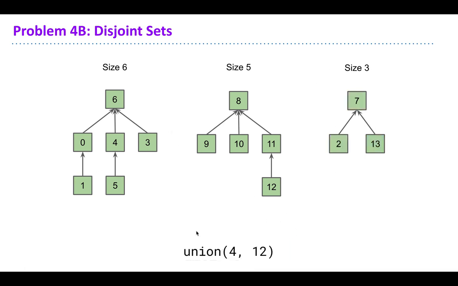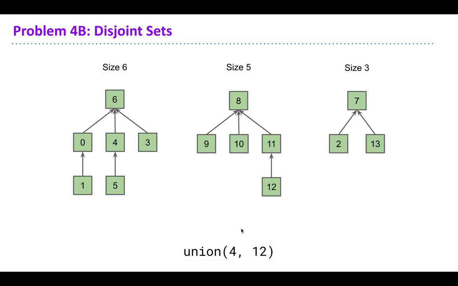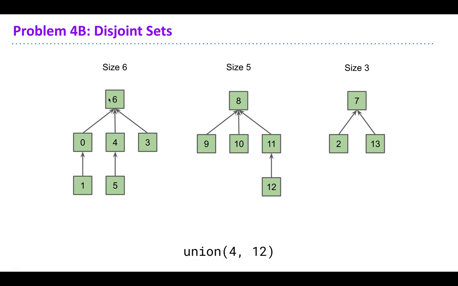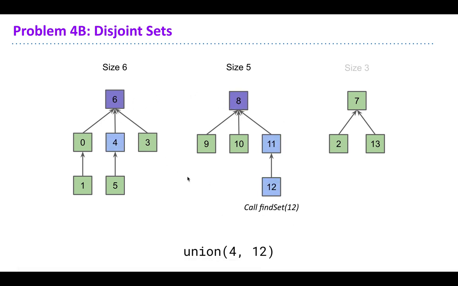And we go on now to union of 4 and 12. So we're going to repeat that process. I'm going to call find set on 4. Start at 4 and traverse up. So I see 4, traverse up to see 6. So 6 is the first representative. For 12, I'm going to call find set of 12. I see 12, 11, 8. So we called find set on 12 and on 4, and we get these representatives, these purple things.